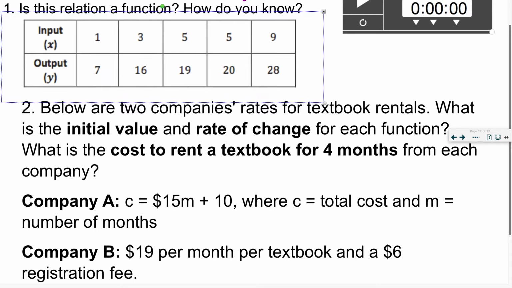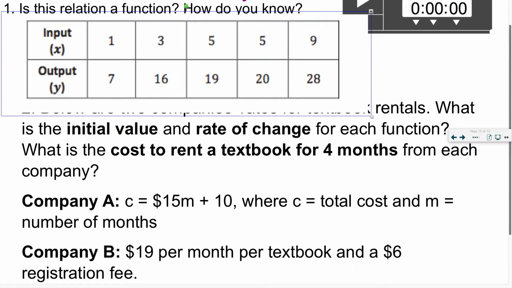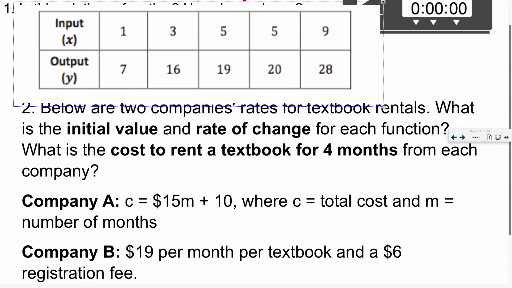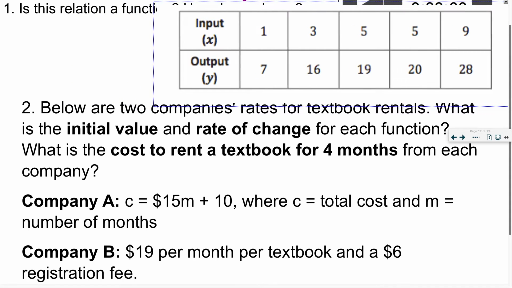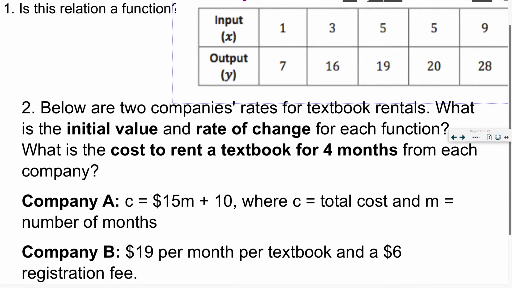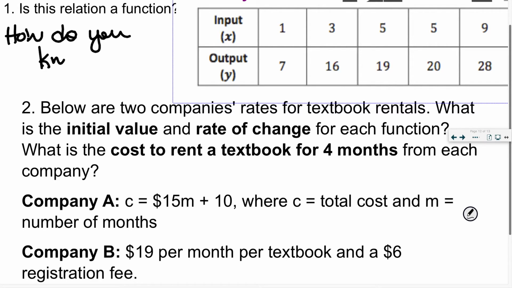Number two, there's two companies' rates for textbook rentals, because when you get to college, instead of buying textbooks, you can just rent them for the semester. What is the initial value and the rate of change for each function? And what is the cost to rent a textbook for 4 months? Actually, there's really three. You're finding the initial value and the rate of change for each function, and then you're going to find what it costs to rent a textbook for 4 months from each company.